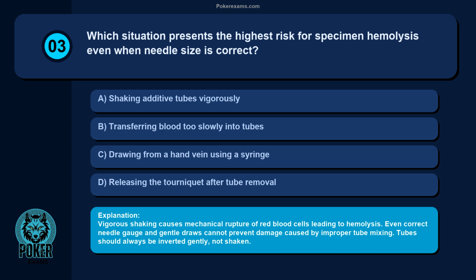Vigorous shaking causes mechanical rupture of red blood cells, leading to hemolysis. Even correct needle gauge and gentle draws cannot prevent damage caused by improper tube mixing. Tubes should always be inverted gently, not shaken.